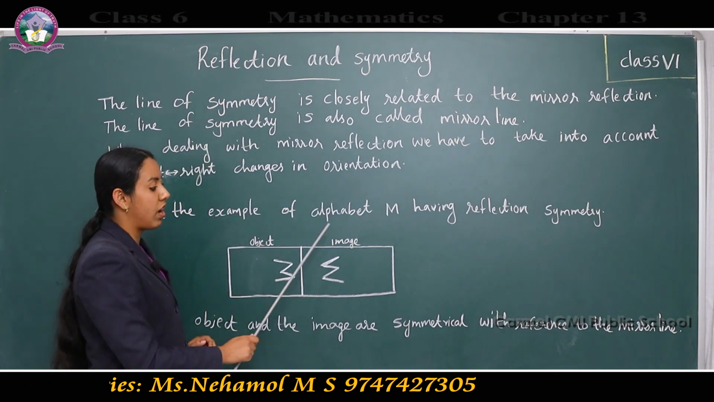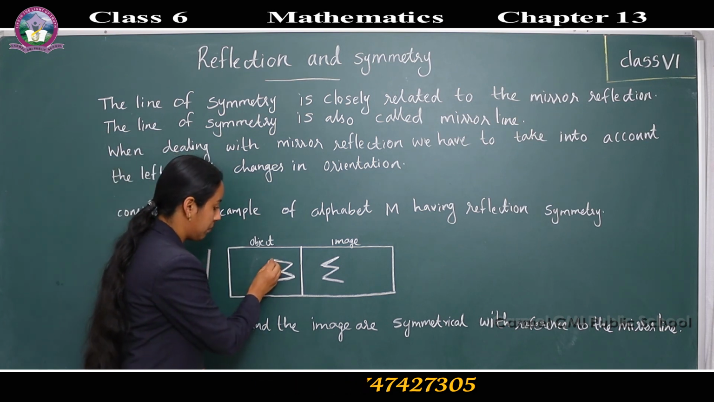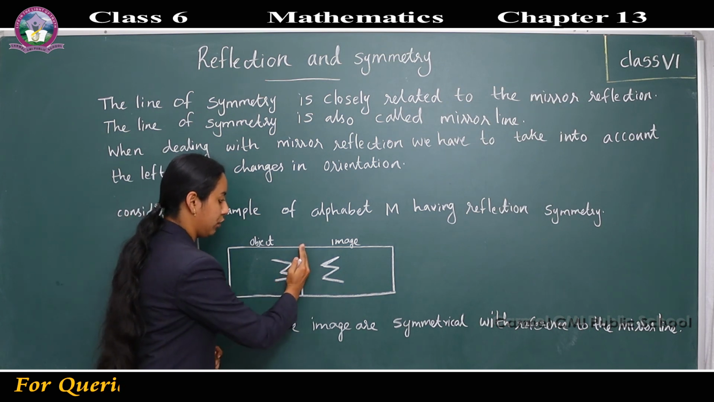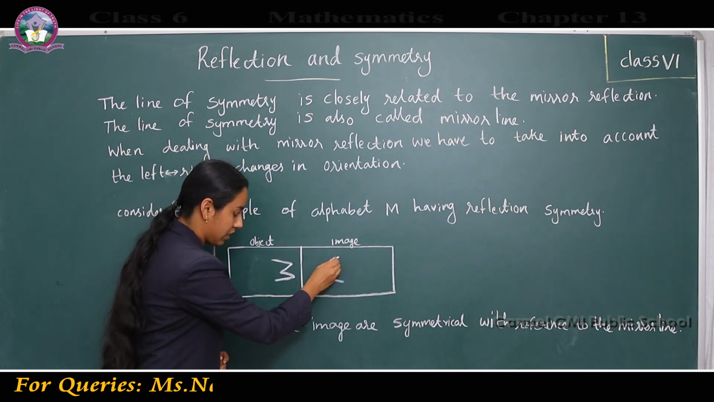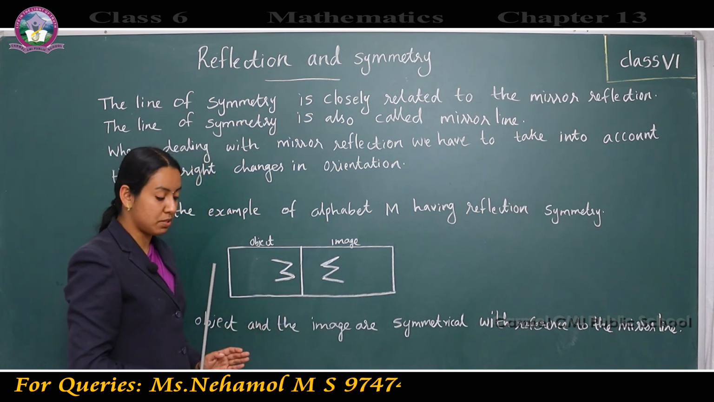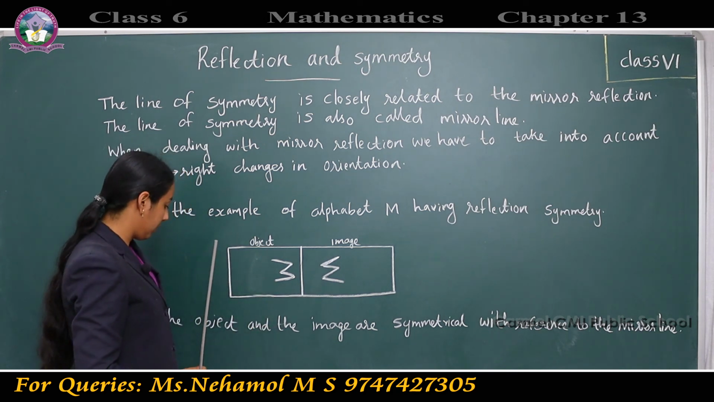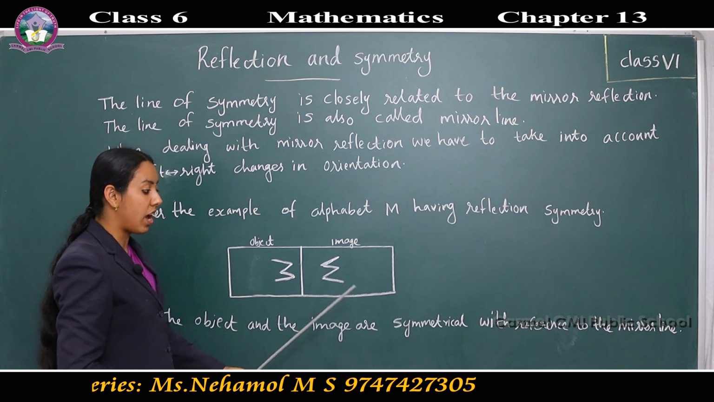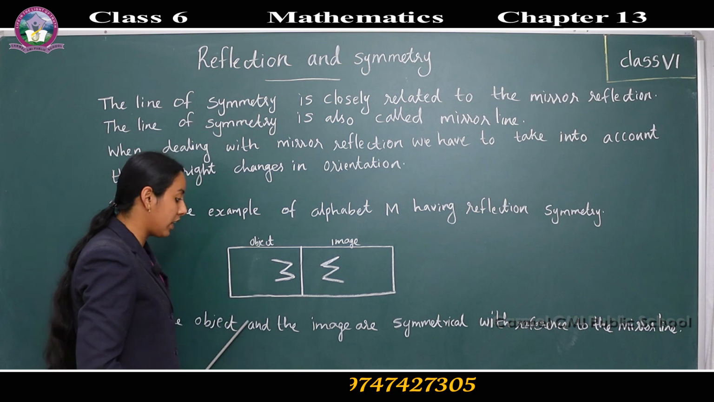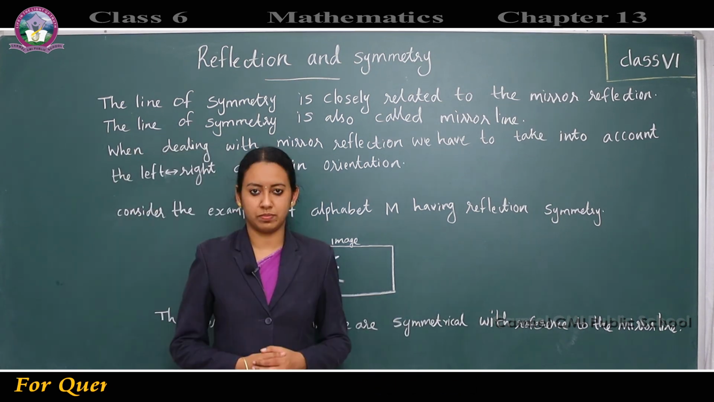Consider the example of the alphabet M having reflection symmetry. If we place the letter M this way in front of a mirror, the reflection will be like this. You can imagine that the mirror is invisible and you can just see the letter M and its image. The object and the image are symmetrical with reference to the mirror line.